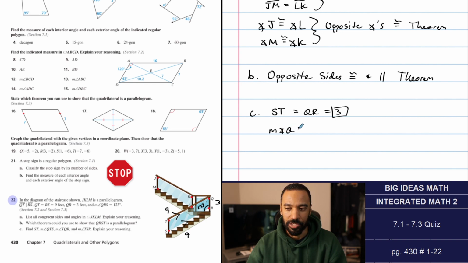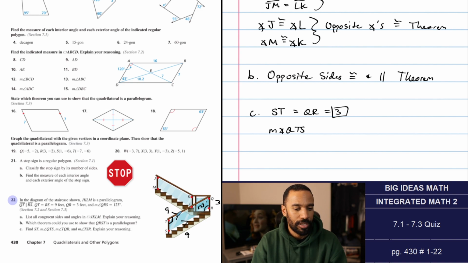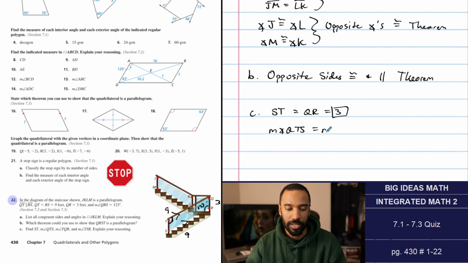Measure of angle QTS. I know I've been using single letters, but QTS is this guy right here. Now, we know 123 degrees from QRS. It's maybe hard to tell here, but QRS is opposite. These angles are opposite each other. This is the bottom right, and this is the top left, if you will, of that parallelogram. So they're going to be equal in measure, right? They're going to have the same measure. So measure angle QRS is 123, so is this one. Opposite angles are congruent in a parallelogram.